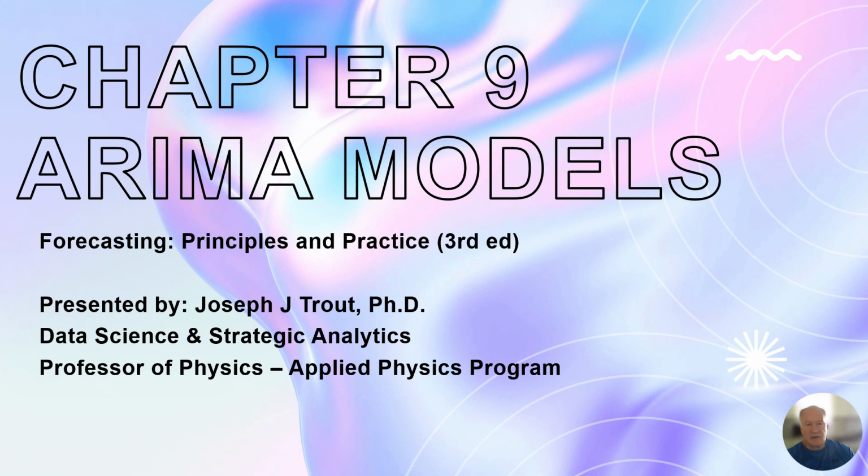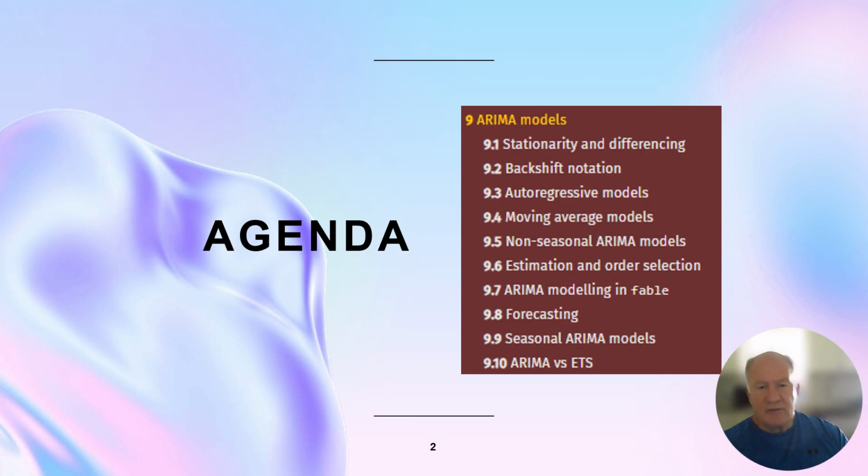And today we're going to talk about Chapter 9, ARIMA models, and this is part 1 of Chapter 9. So we're going to talk about stationarity and differencing and backshift notation, autoregressive modeling, moving average models, and non-seasonal ARIMA models, and go on to ARIMA models and forecasting.